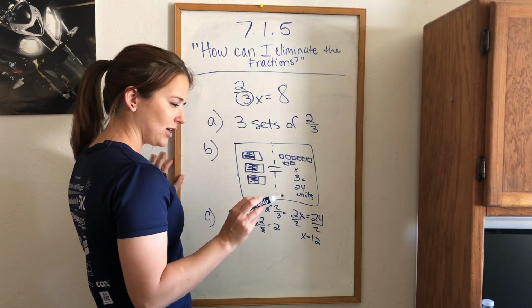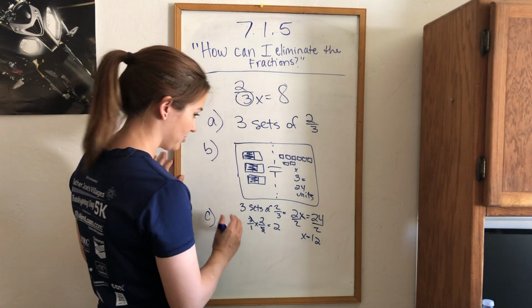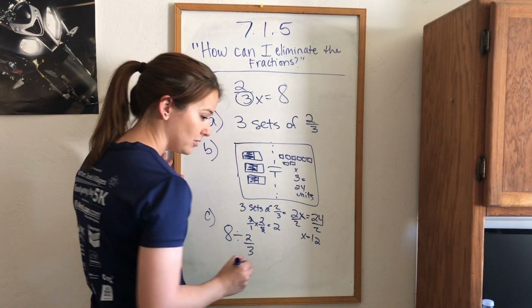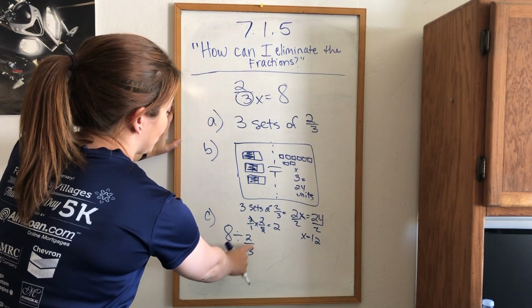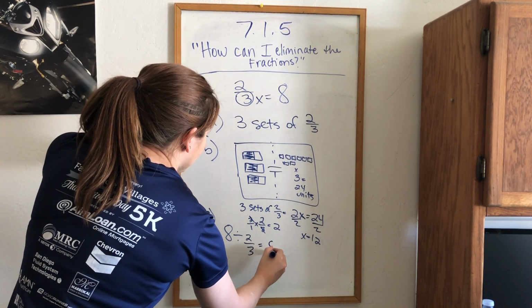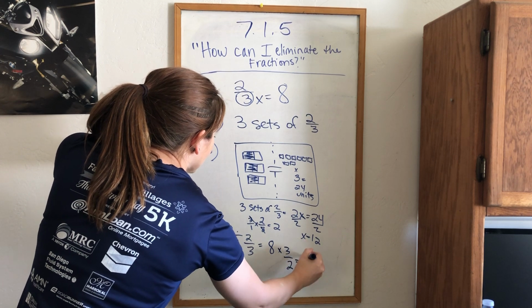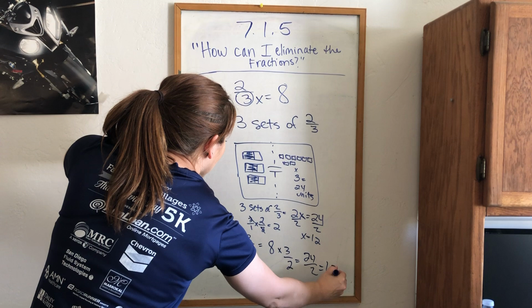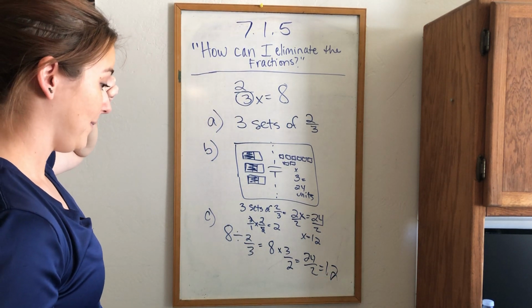Part C says, show how your solution is also the number of 2/3 in 8 wholes. 8 divided by 2/3. So 8 divided by 2/3 means how many 2/3 are inside of 8. So if we solved that, it would look like this. 8 times 3/2, which means 24 divided by 2, which is the same as saying 12. Okay.